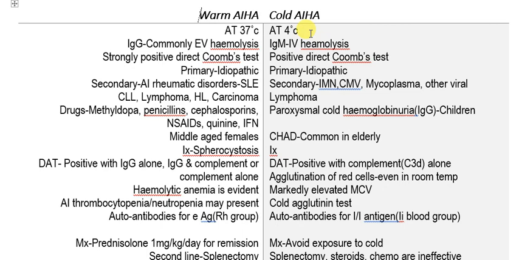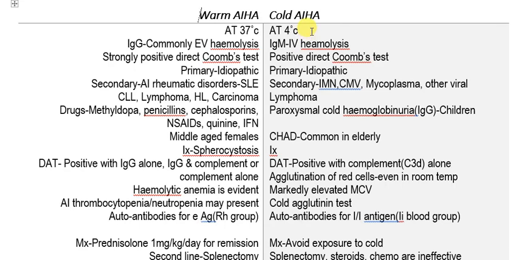Cold occurs at 4 degrees Celsius, which is at a colder temperature. So when a patient from a warm environment moves to a cold environment, he can develop a cold autoimmune hemolytic anemia. Specifically, it occurs at around 4 degrees Celsius.